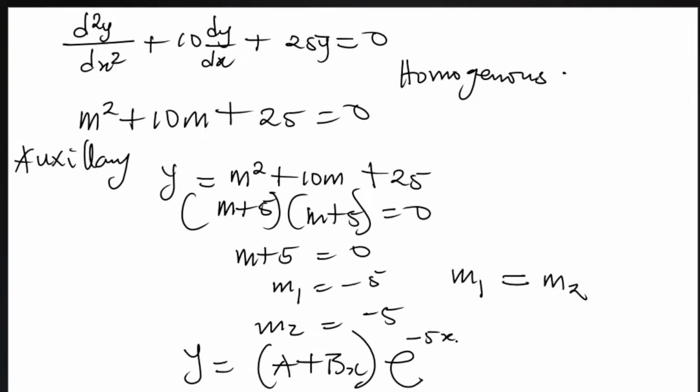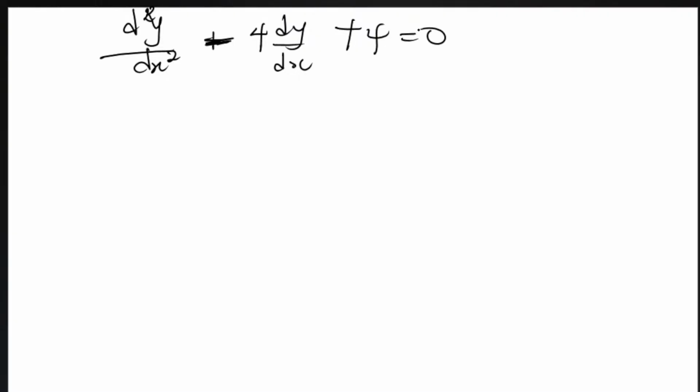So this is the solution for our given equation. Now let's take another example to confirm if what we have here is the right step and solution in solving these equations. If you have d squared y over dx squared, minus 4 dy over dx, plus 4y, and this is equal to 0.